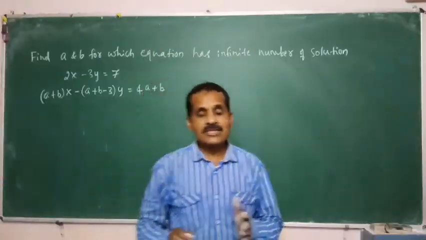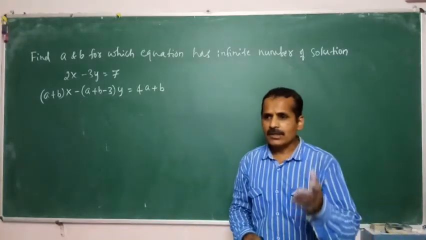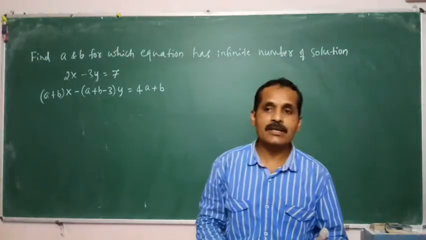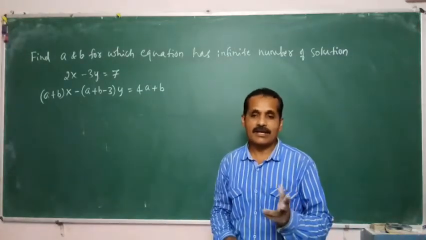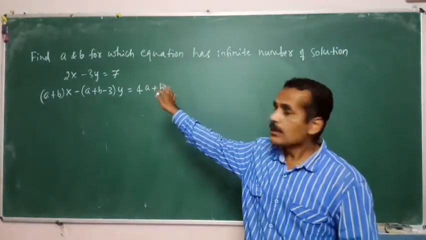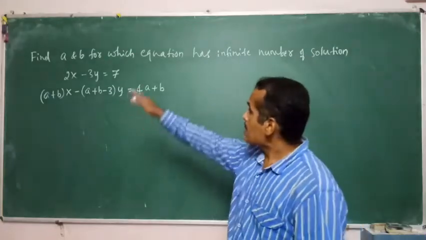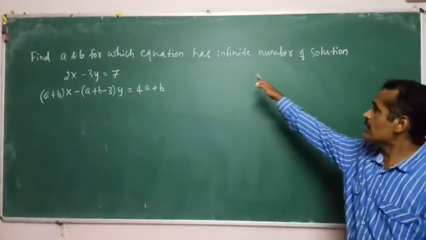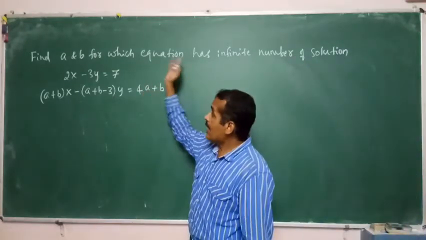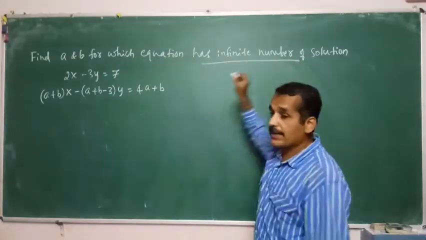This is another problem where the students have asked their doubt. They sent me a message saying there are values of A and B in the equations, and how to find that type of problem has not been covered in the video. So I have brought you this problem. This problem has already come in the CBSE examination. Find A and B for which the equation has infinite number of solutions. The equation is given and they ask you to find the values of A and B. The condition is given: the equation has infinite number of solutions.